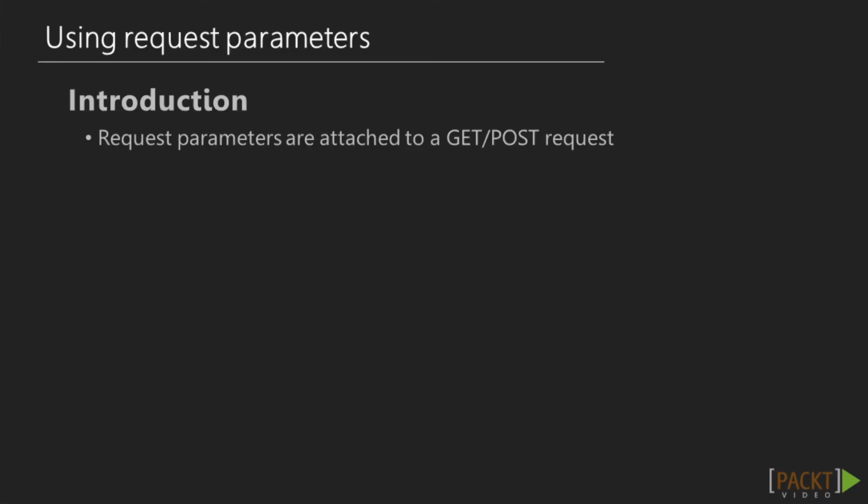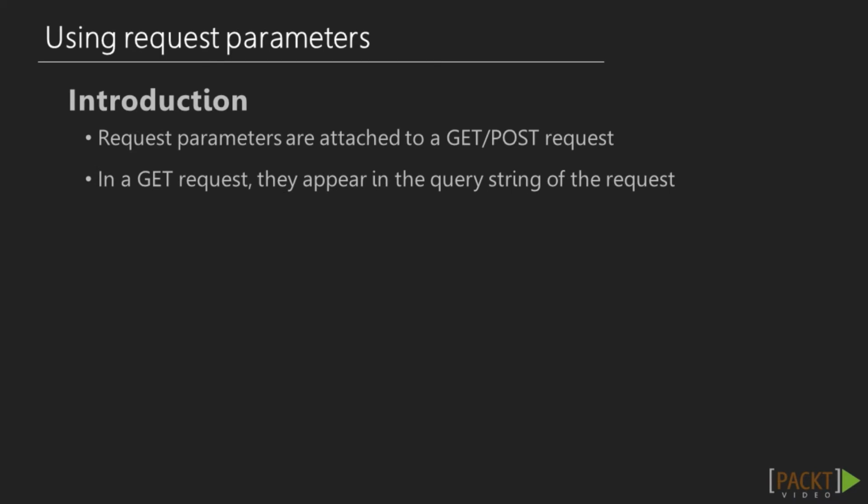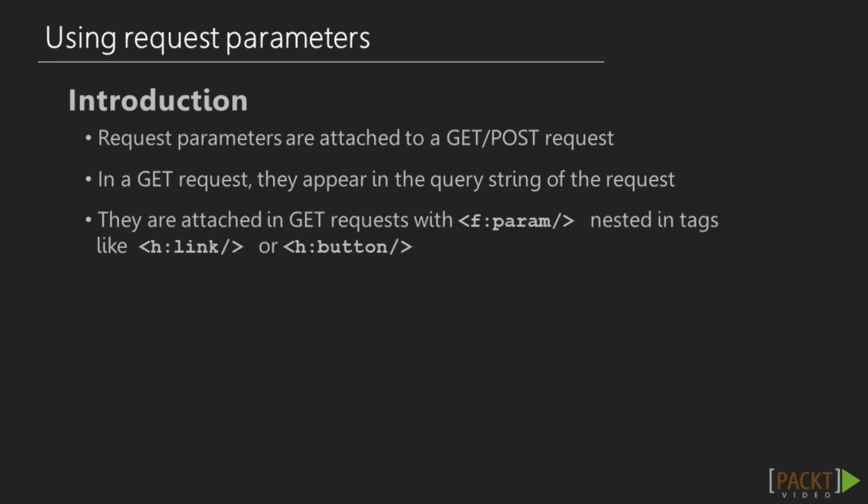Basically, the request parameters are parameters attached to a GET or a POST request. In a GET request, they appear in the query string of the request, and they are visible in the browser address bar as request query parameters. Usually in JSF, they are attached to GET requests via f:param nested in tags like h:link or h:button.